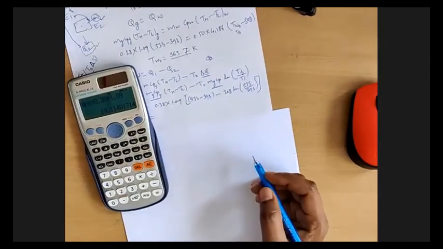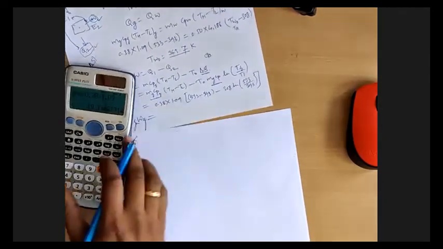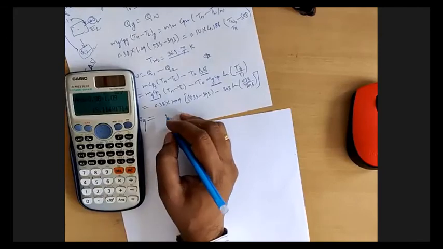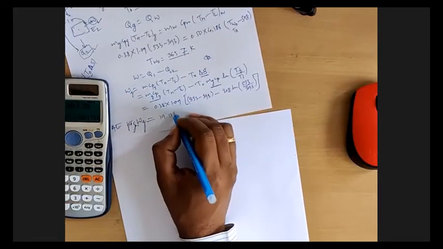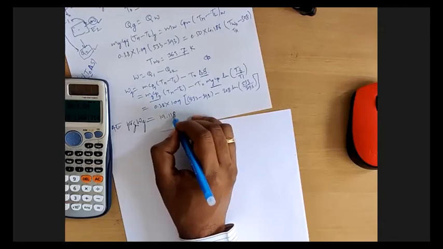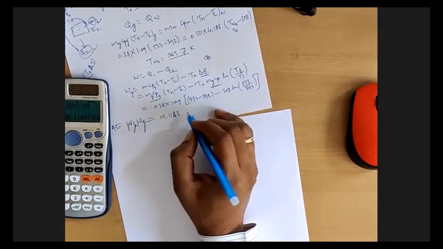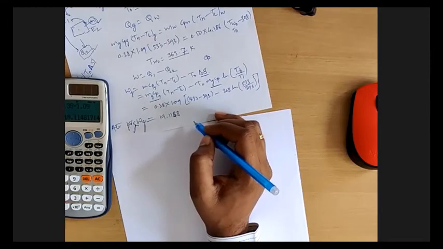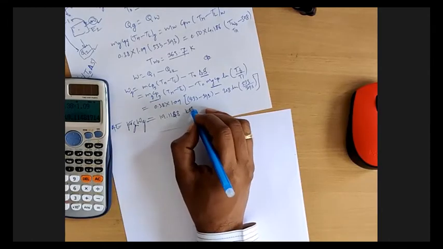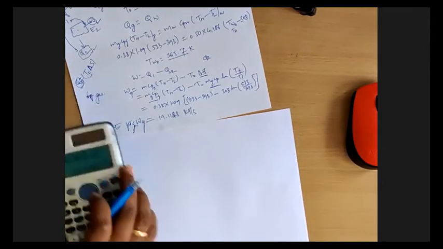The answer is going to be 19.1148 kilojoules per second. Anybody got the answer?